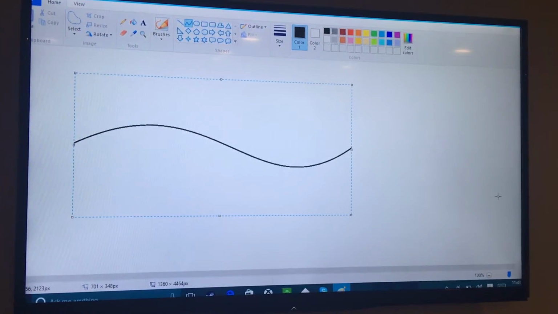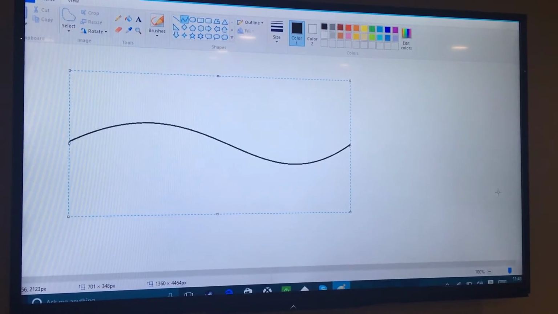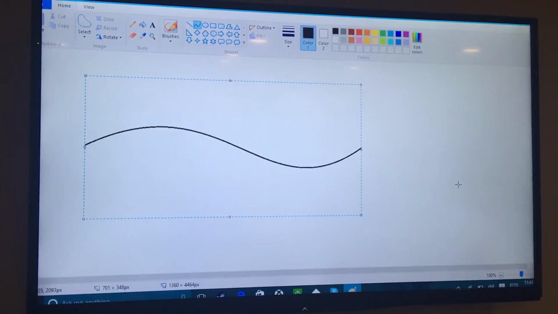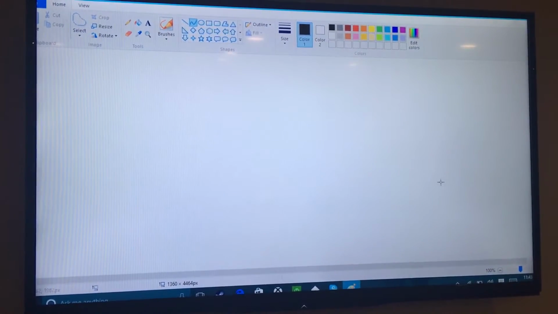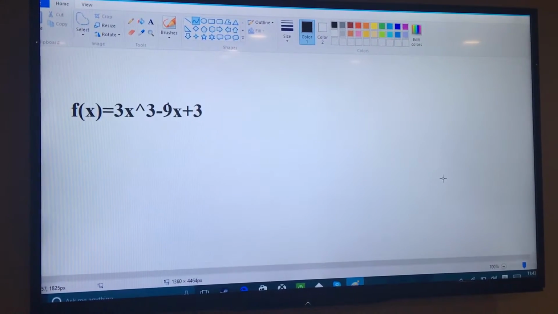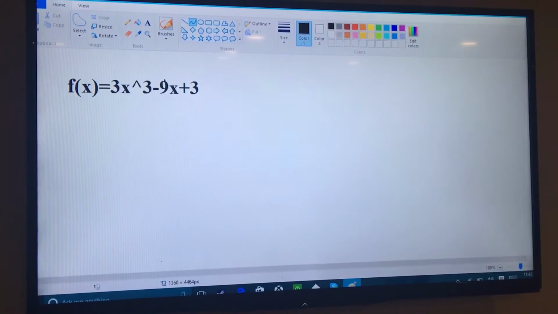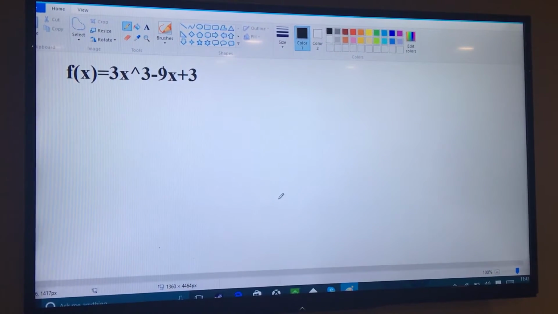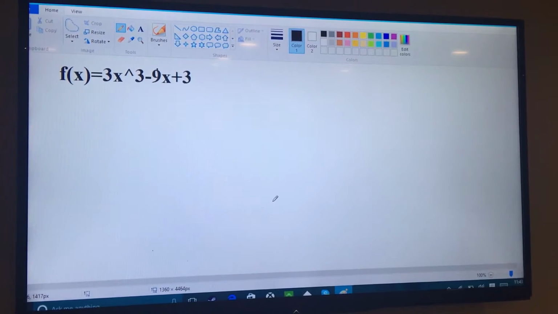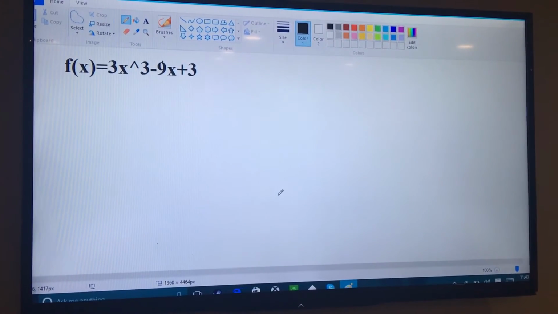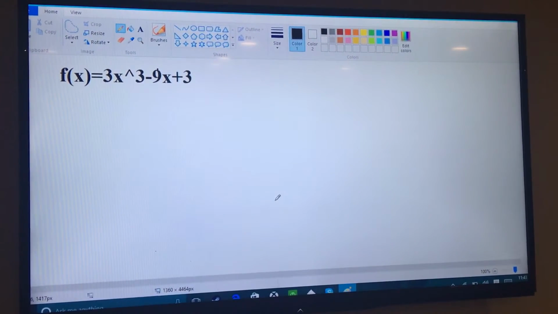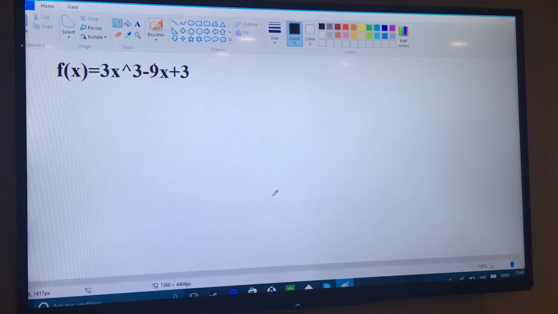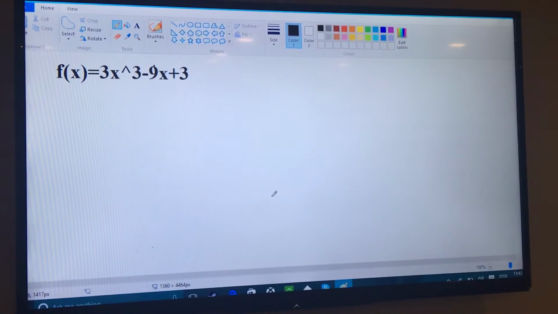An interior point of the domain of a function f where f prime is 0 or undefined is a critical point. Most problems that ask for extreme values call for finding the extrema of a continuous function on a closed finite interval. So to find a critical point, you need to find the derivative of a function where it equals 0 or is undefined. So for an example, we're using f of x equals 3x cubed minus 9x plus 3.